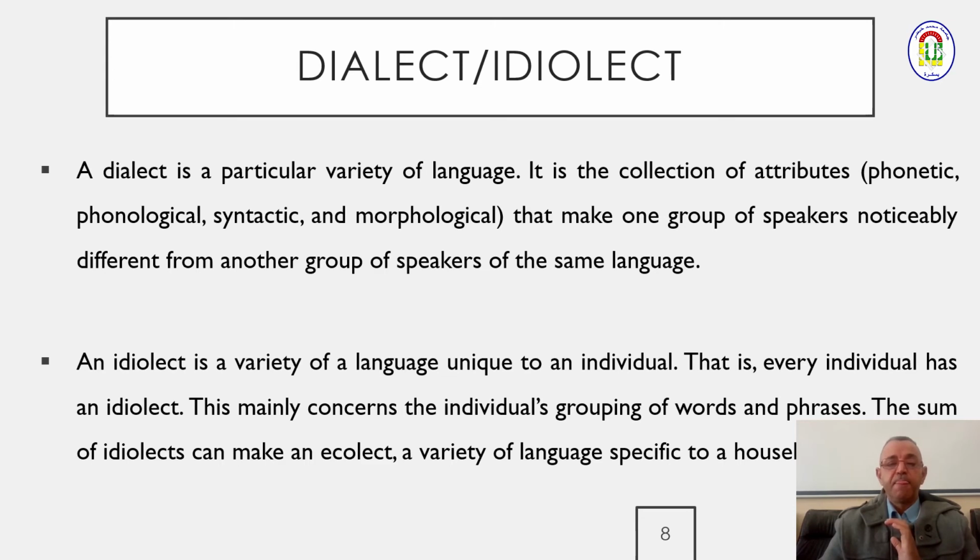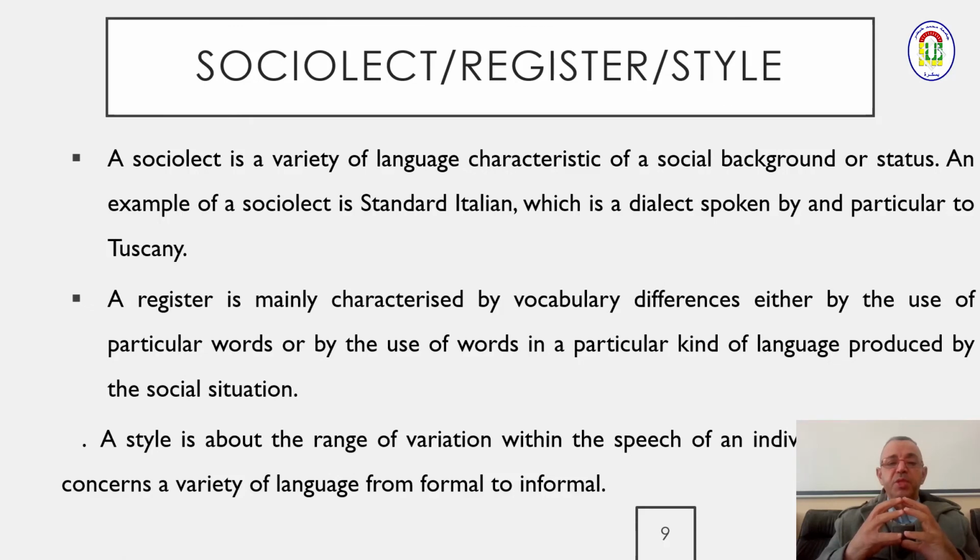Of course, people that belong to the same society also have specific differences from other groups of people. Here we talk about a sociolect. A sociolect is a variety of language characteristic of a social background or status. So the element to consider here is the social background or status. An example of a sociolect is standard Italian, which is a dialect spoken in particular in Tuscany. So this is the sociolect.